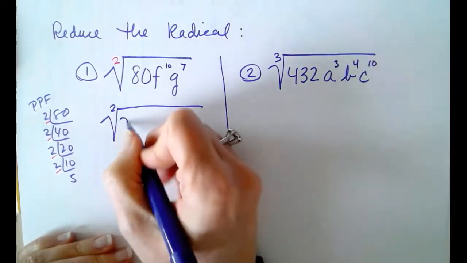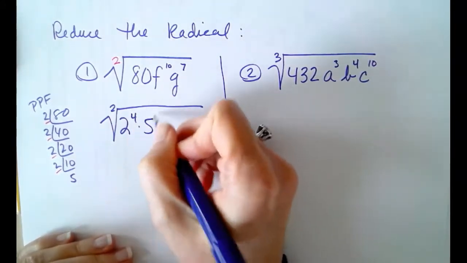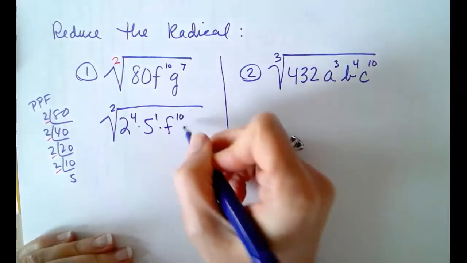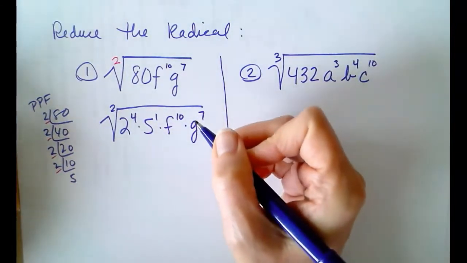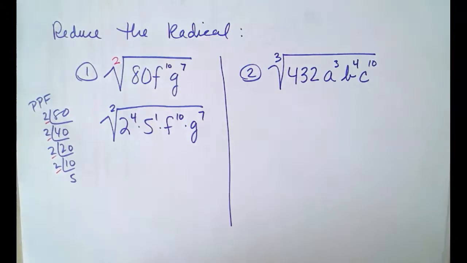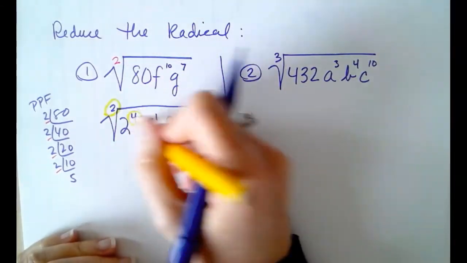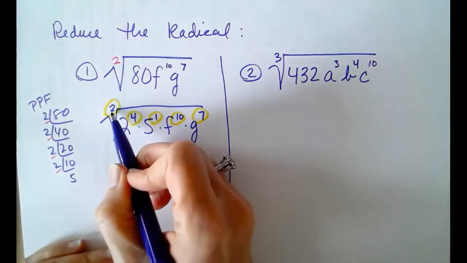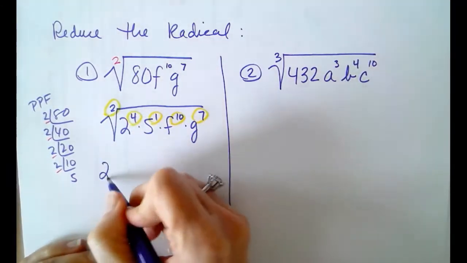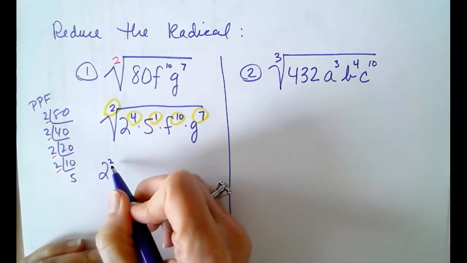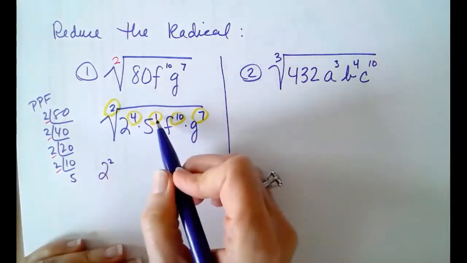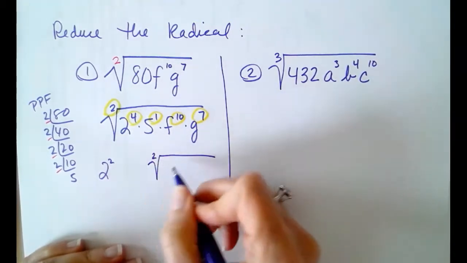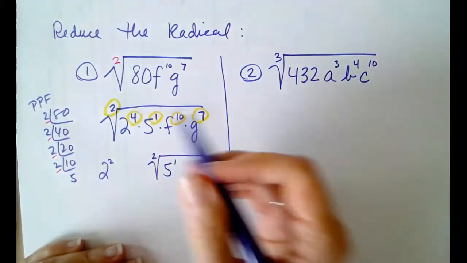So the square root of 2 to the 4th, 5 to the 1st, f to the 10th, g to the 7th. From there, we are going to compare the index with all of those powers. So here goes. 2 goes into 4 2 whole times. 2 powers of 2 are coming out. No powers of 2 remain underneath. 2 will not go into 1. That is why the 5 to the 1st stays under.